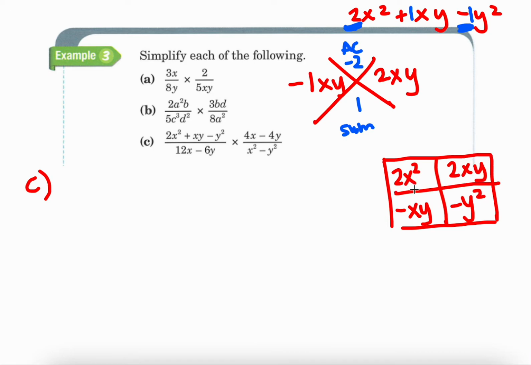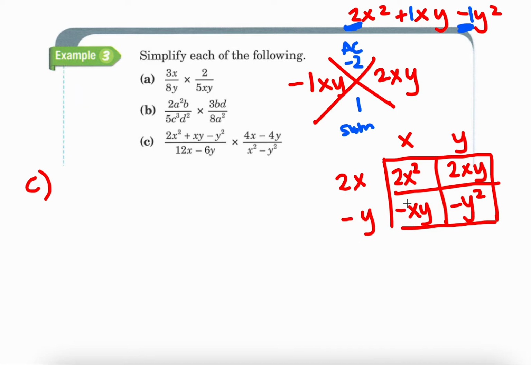Okay, and then I need to figure out what they have in common. So 2x squared and -xy both just have an x in common. 2xy and -y squared just have a y in common. And then going sideways, 2x squared and 2xy both have a 2 and an x in common. And then these two both have a negative in common and a 1y.